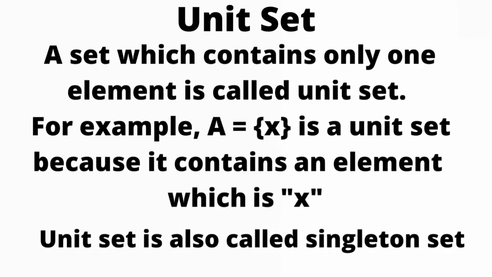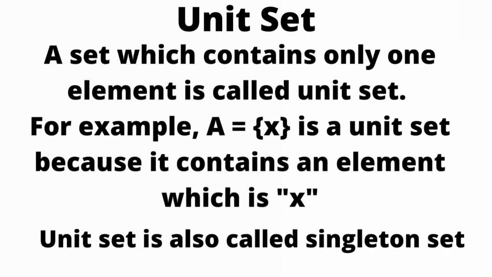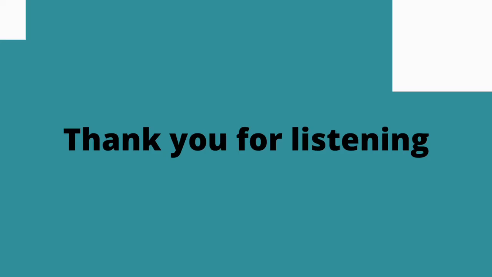Unit set. A set which contains only one element is called unit set. For example, A contains one element and that element is x, which is called unit set. Also note that unit set is also called singleton set because they both contain one element in a set.